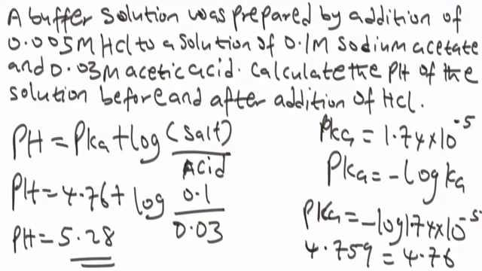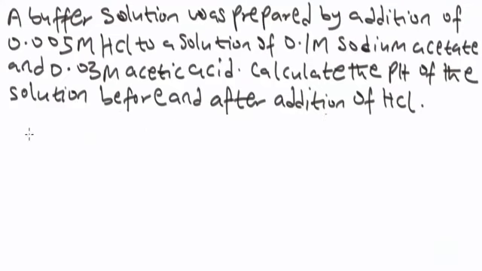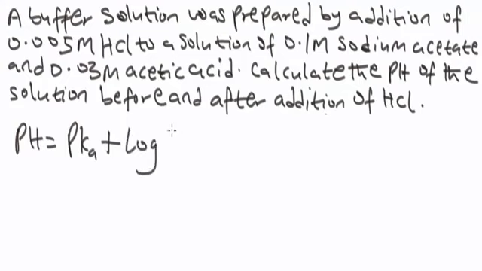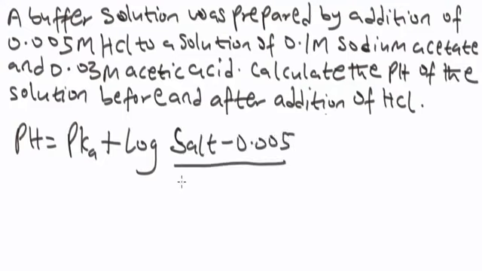Let's wipe below. Okay, so the pH after the addition of 0.005 mole of hydrochloric acid will be pH equals pK, alright, plus log. This time around, the conjugate base, which is the salt, will have 0.005 mole of hydrochloric acid subtracted, over the acid.